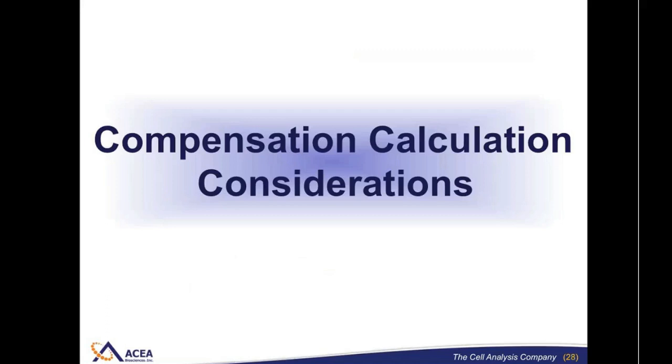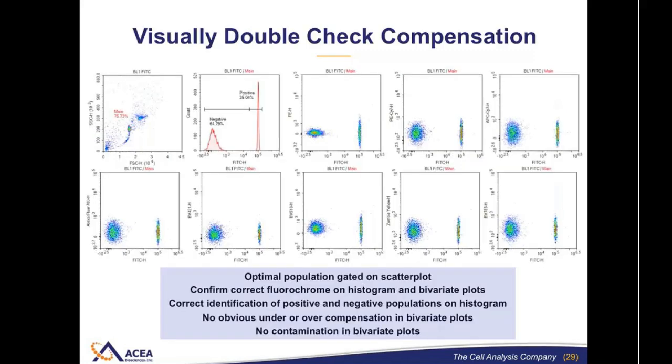So now we've talked about fluorescence spillover, how to create single-chain controls, and how to calculate compensation. Now I'd like to share a couple of compensation calculation considerations. First, let's assume you've run all your single-chain controls and you've allowed the auto compensation feature in your analysis software to calculate and apply compensation.